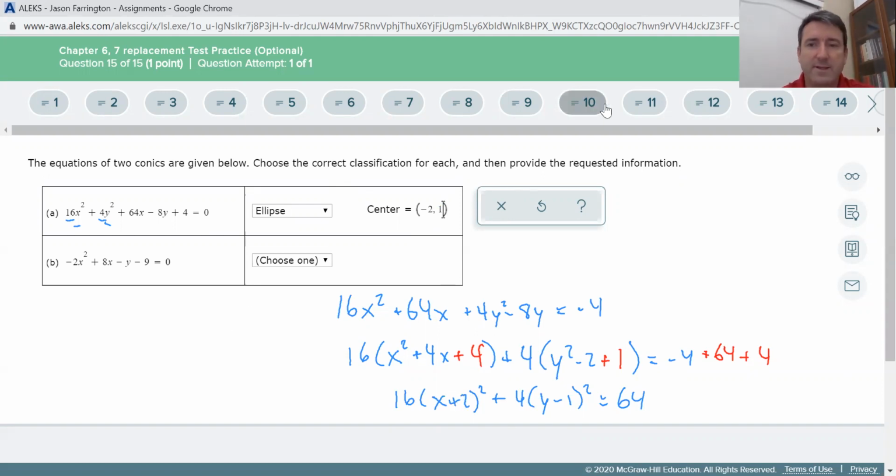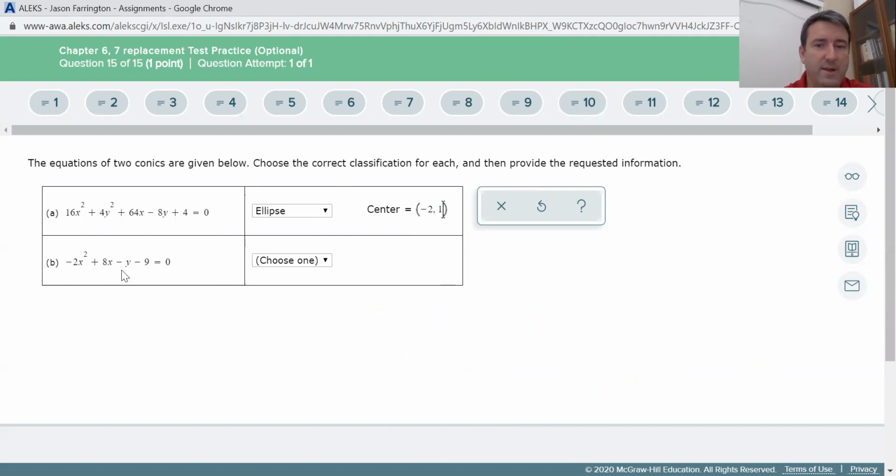All right, this second equation here, we've got -2x squared plus 8x minus y equals 9. So here, the x is squared, but the y isn't. So we know that that's got to be a parabola. And now we need to find the vertex. So again, we're going to need to complete the square. So let's get the x's on one side and everything else on the other. So we have -2x squared plus 8x is equal to y plus 9.